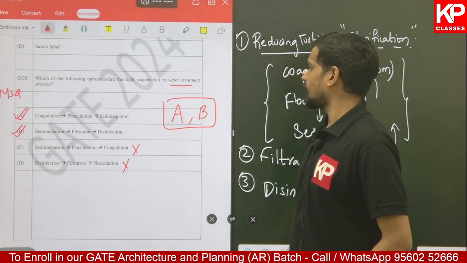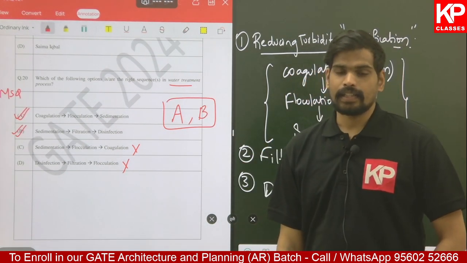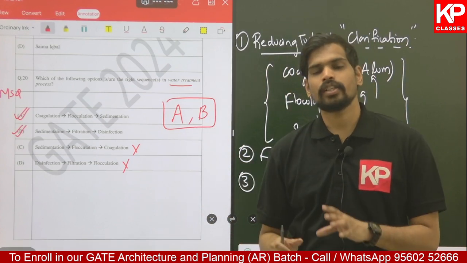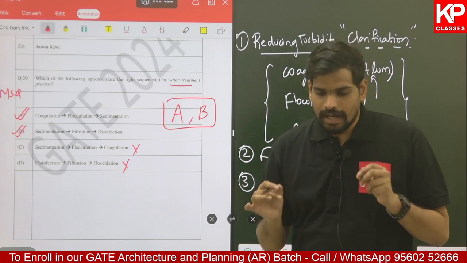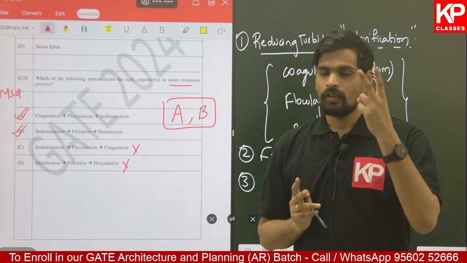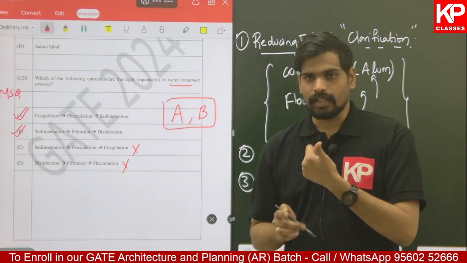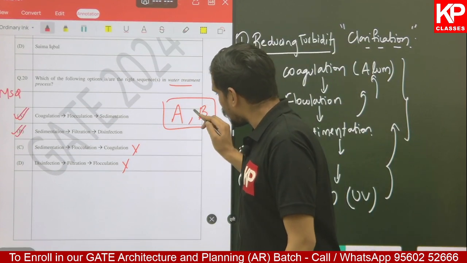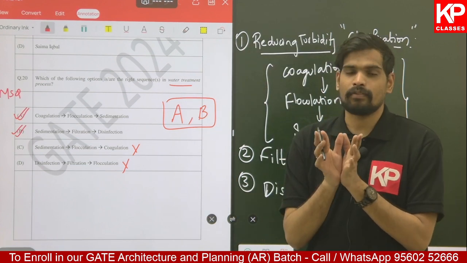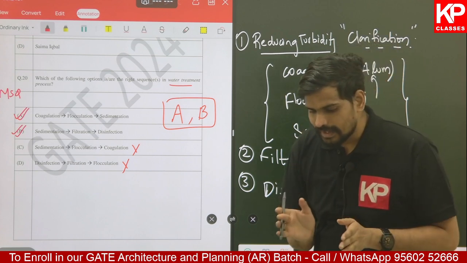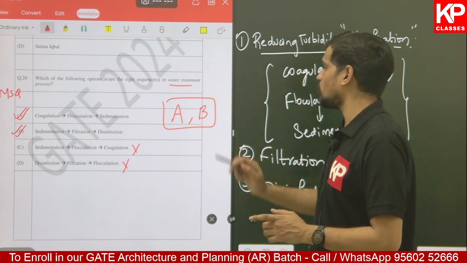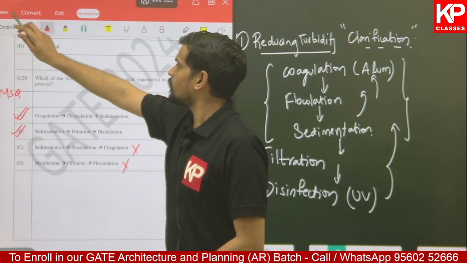In multiple select questions, in the GATE examination, as per the pattern for GATE 2024, they have clearly mentioned that in MSQ questions, you cannot have questions where all the four options are correct. Maximum three options can be correct, or two can be correct, or one also can be correct. And if from A and B you select only one option, you will not get the marks. You will lose the marks. There is no negative marking in multiple select questions, but you will need to select all the correct options to get the marks. To get 1 mark in this question, you need to select both A and B. So that's about this question number 20.